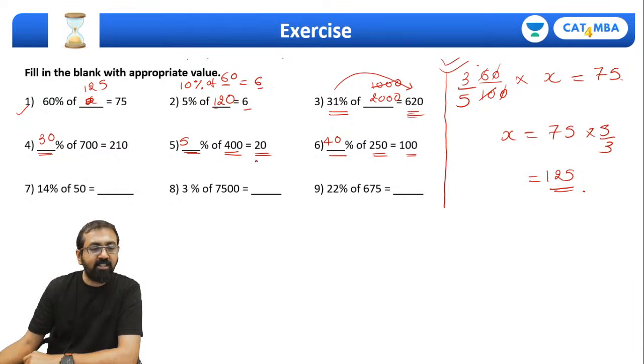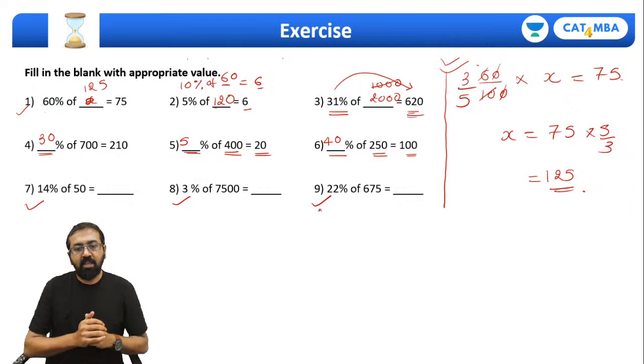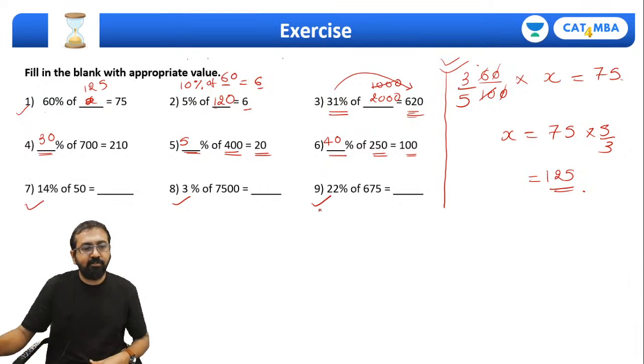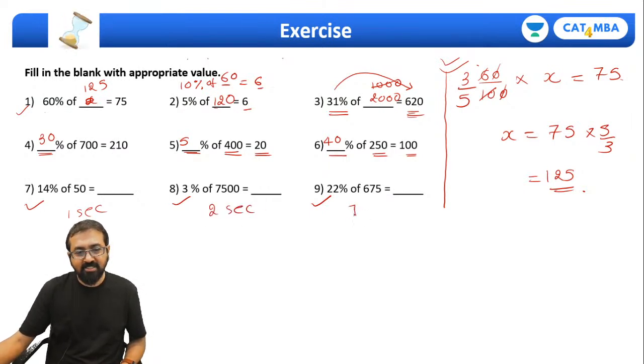So try filling in the other blanks. Quickly do it in your mind and write it down. Tell me the answer for 7, 8 and 9. Type it in the chat box quickly. I'm waiting for your reply. It should not take more than 10 seconds for you to solve all this. As simple as that. 10 seconds. 1 second for the 7th one. It should take about 1 second for this one. Then about 2 seconds for this one. And the remaining 7 seconds for this one. Not more than that, guys.